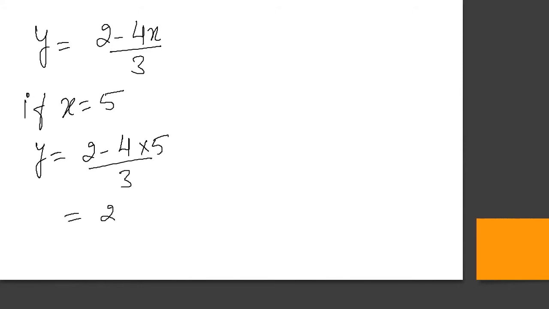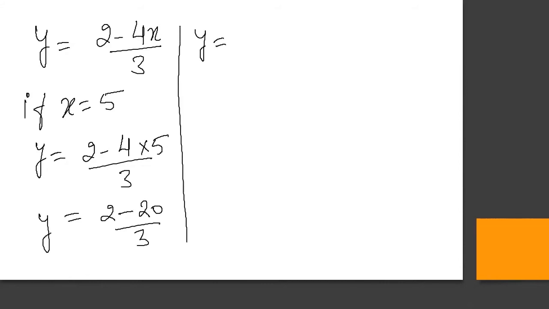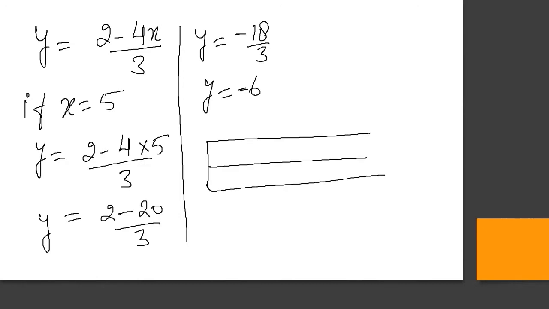So here 2 minus 20 upon 3, then what we'll find? y is equal to minus 18 upon 3. So I found minus 6. So I want to tabulate the values for the second equation. For the first equation I already tabulated. I hope you understood how to tabulate the values. This tabulation will be helpful for you while plotting the graph.